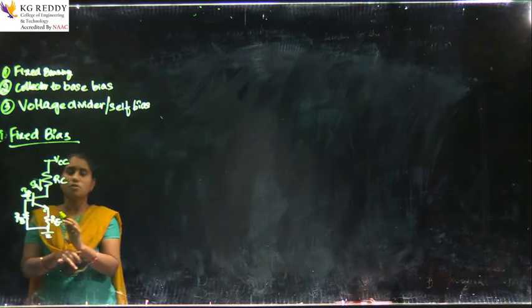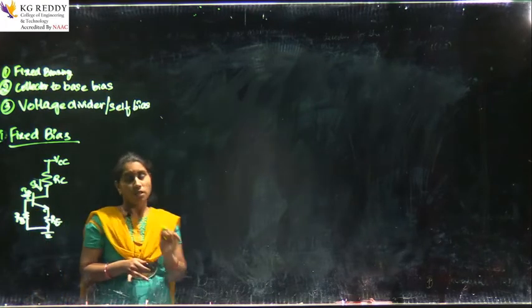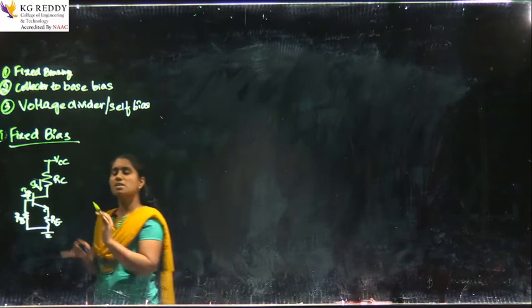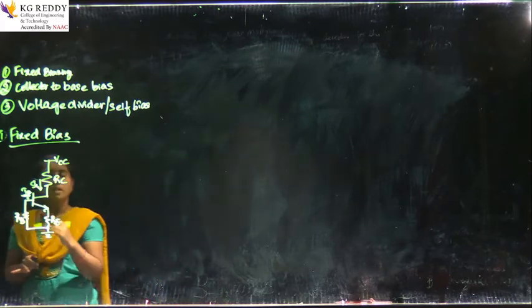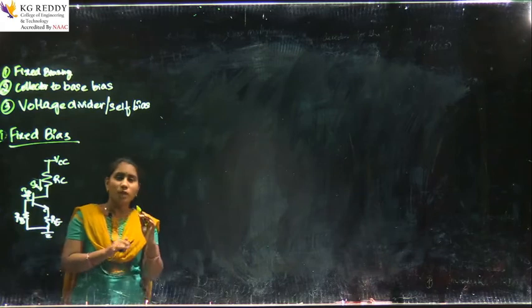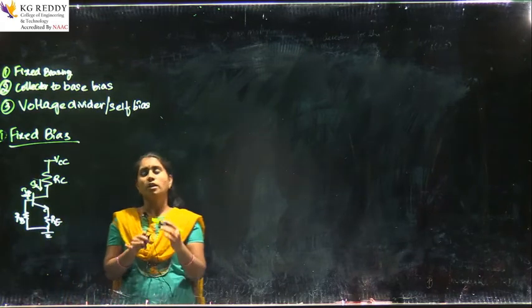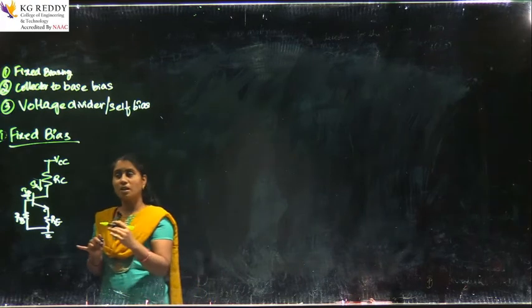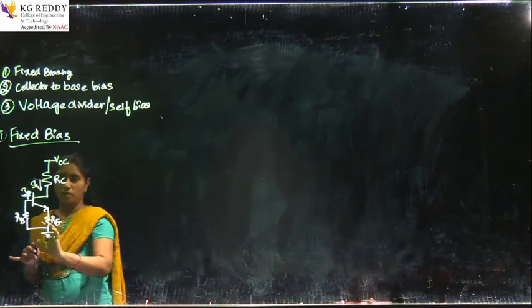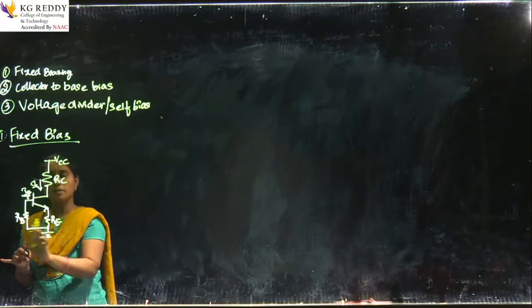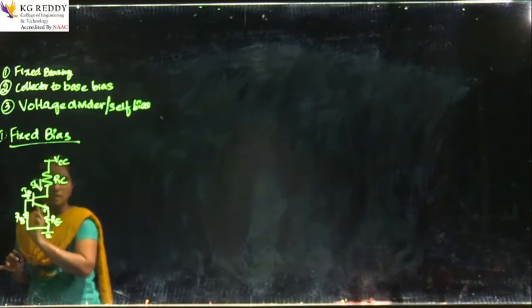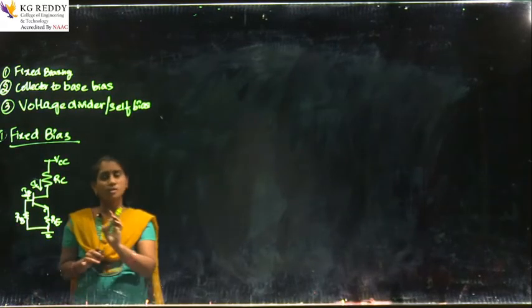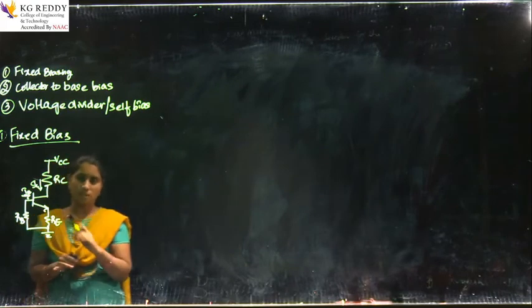Now coming to the advantages of the fixed bias method: it is the simplest configuration, so it is not very complex. The first advantage is that it is easy to design. The next advantage is that we can place the operating point anywhere in the active region. It is flexible. Why? It is easy to set the operating point in the active region by simply changing this base resistor value. So this is the second advantage of the fixed biasing method.